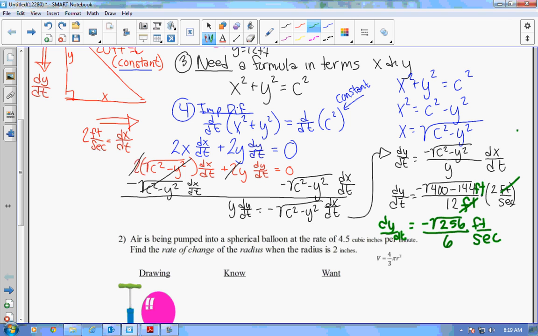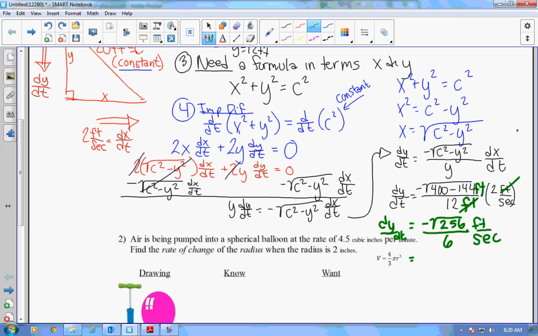Actually, maybe 256 is a perfect square. Is it? I think all of them are going to pull out. Yeah, because there's 1 group, 2 groups, 3 groups, 4 groups. 2 to the 4th power. 2 times 2 is 4. Is it 16? That does come out nicely.